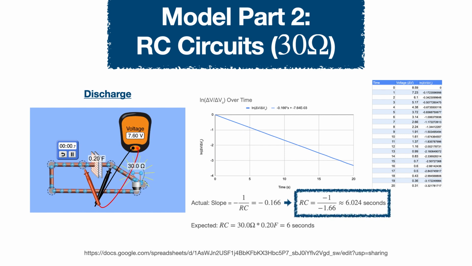After replacing the 20 ohm light bulb with a 30 ohm light bulb and fully charging the capacitor, the 20 seconds worth of voltage versus time data as the capacitor discharges is shown in the form of a table and natural log delta V over delta V naught versus time plot here. From the data, the actual RC value was calculated to be 6.024 seconds and matches the expected RC value of 6 when rounded to the ones place.